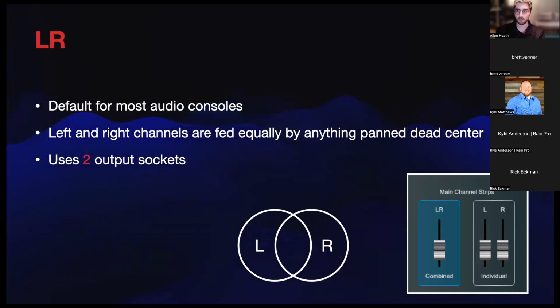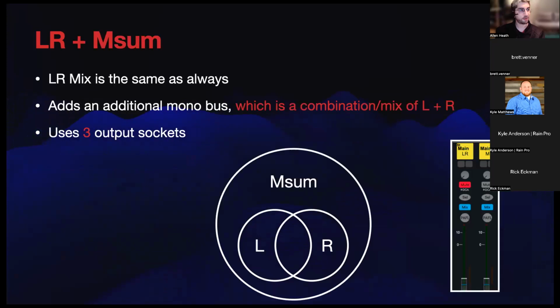And that's under that same screen that we looked at earlier, where you can change the bus configuration. So very straightforward LR. Now we get to LR plus M sum. So the LR mix in this case, the LR aspect of it, is identical to what we just saw. It's still just a standard stereo bus, and panning works the same way. Everything works the same way, but it adds an additional mono bus that's a sum of the left and right.